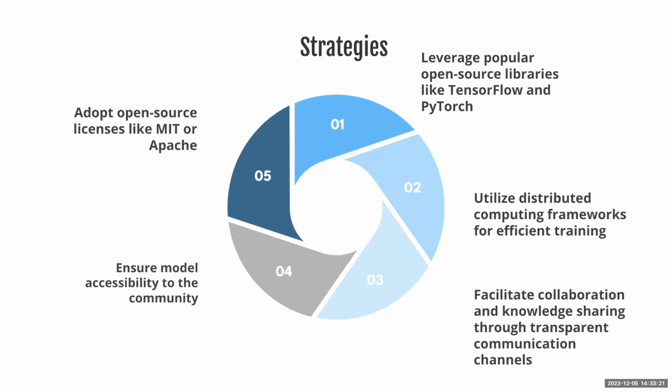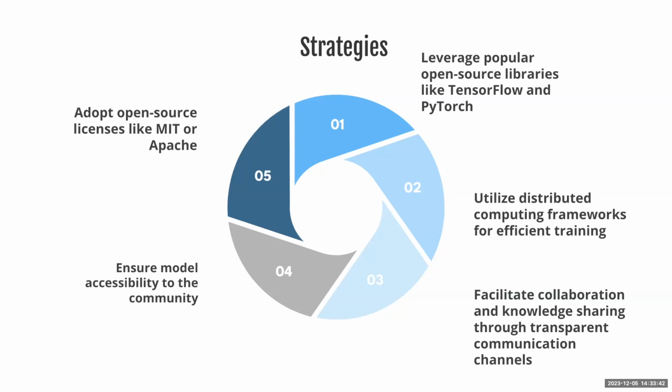And then step 3 is to facilitate collaboration and knowledge sharing through transparent communication channels. I think this is where the most important aspect of open source comes in, really having a discussion and letting people share their thoughts and see how things should go, make it more of a fun project instead of making it all about making profit and growing a company.